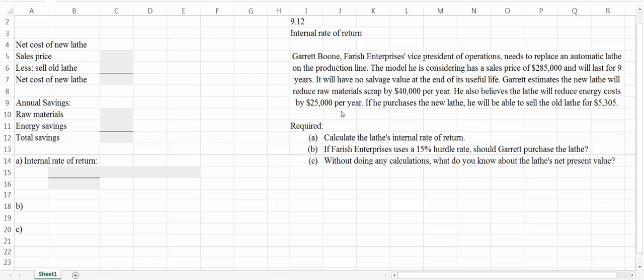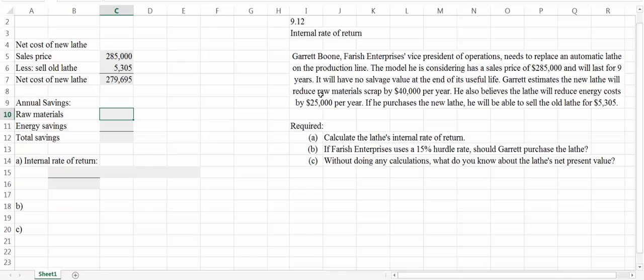The first thing we want to do is find out what is the net price of the new lathe. So we're going to start out with the sales price of the new lathe, which is $285,000, and then we're going to subtract the money that we're going to get if we sell the old lathe. So if we sell the old lathe, it's going to be $53.05 we're going to get for that. So the net cost of the new lathe will be the $285 minus the $53.05, $279,695.